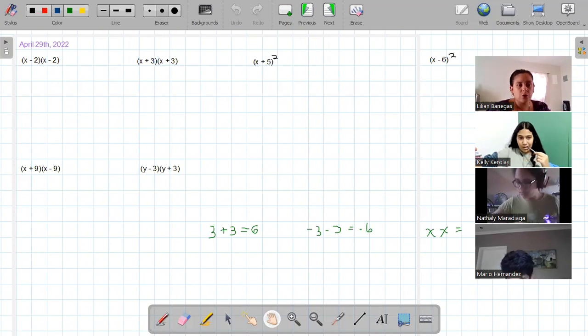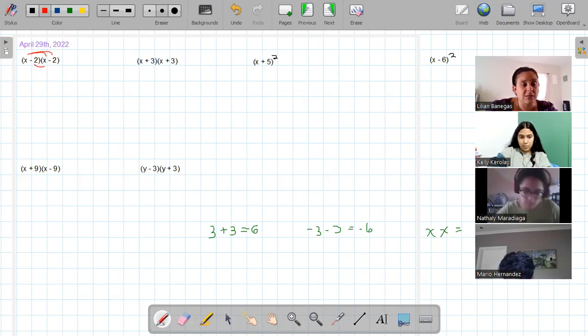Okay. Now, we're going to start this topic in a different way. As you can see, I have over here a binomial multiplying another binomial, and we are going to solve it with the distributive property. I'm going to say x, the first term, times everything inside the second parenthesis. So x times x and x times -2. And also the second term with everything inside the second parenthesis: -2 times x and -2 times -2.